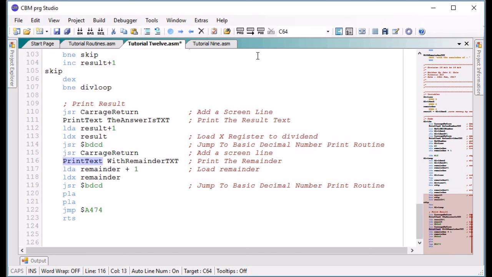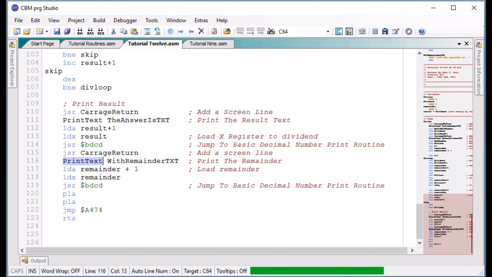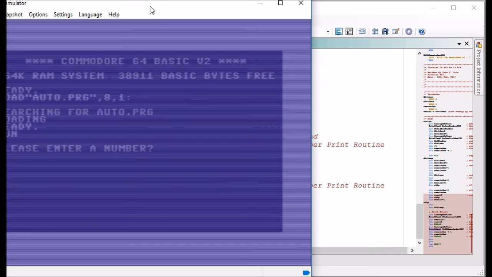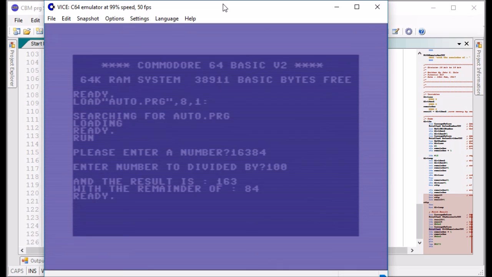So shall we try and see how it does it? So here we go. So it's asking for our number, so we're going to do an easy one. 16384, and we'll divide it by 100. So that should give us 163 with 84 remaining.